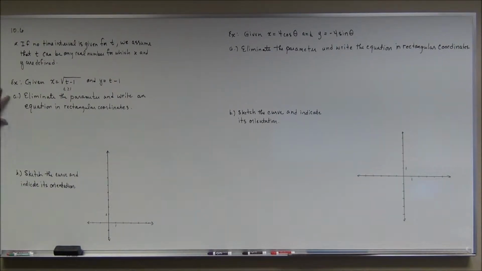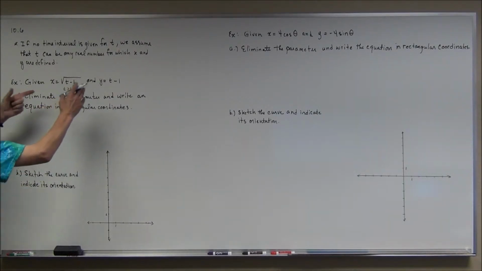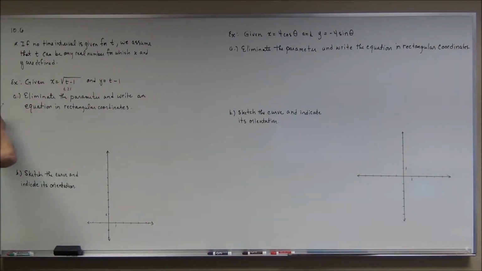So it says in the first part here, a little different than the last example, eliminate the parameter and write the equation in rectangular coordinates. Now, what they want us to do here is kind of go back from parametric equations to what the original equation would be in rectangular coordinates. So that means we have to eliminate t. Now there's a couple of ways that we can go about eliminating t.